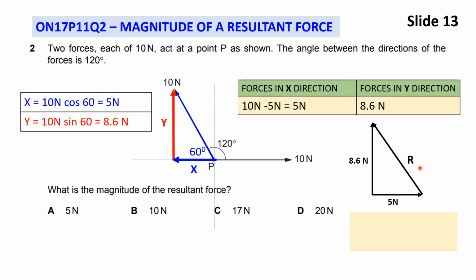I'm using Pythagoras' theorem because this is a right triangle and this is the hypotenuse. So I can do this. R squared is equal to 5 squared plus 8.6 squared. And when you take the square root of this, I will have 9.9 newtons, or 10 newtons, which is my option B.